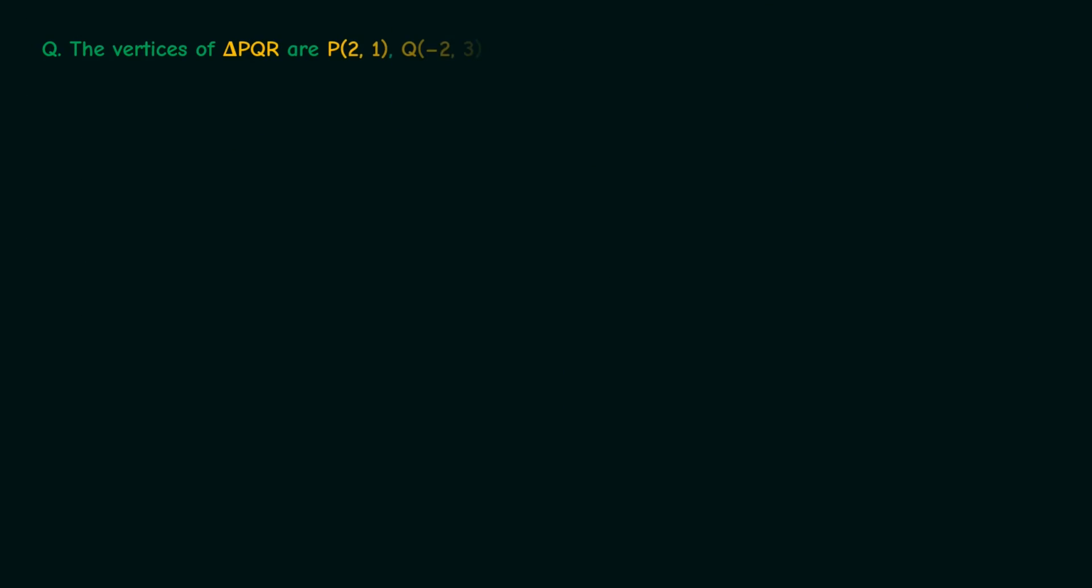Now then, let's try solving this problem. The vertices of triangle PQR are P (2, 1), Q (-2, 3) and R (4, 5) respectively. Find the equation of the median through the vertex R. Pause the video and give this problem a try, and when you are ready, keep watching for the solution.